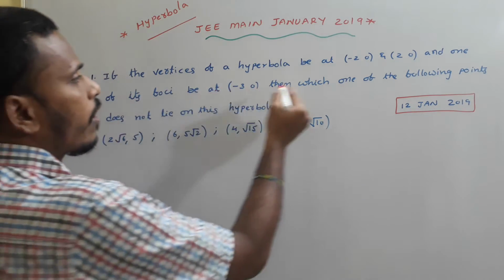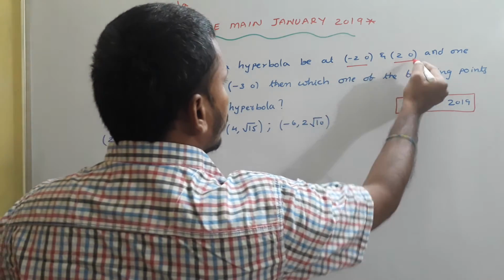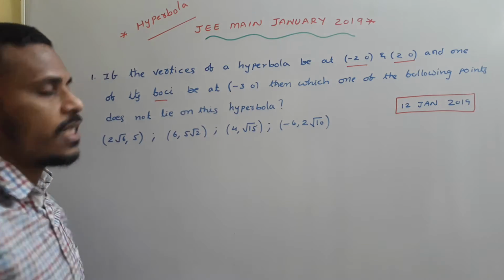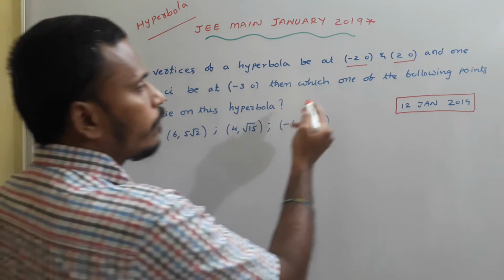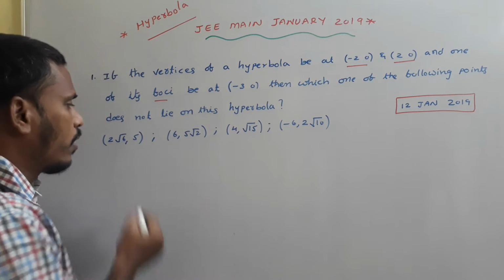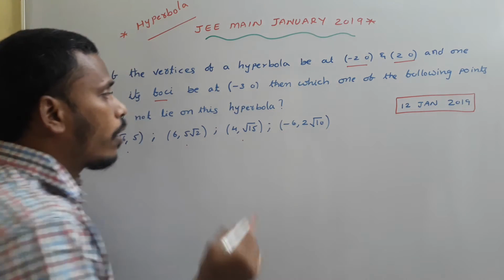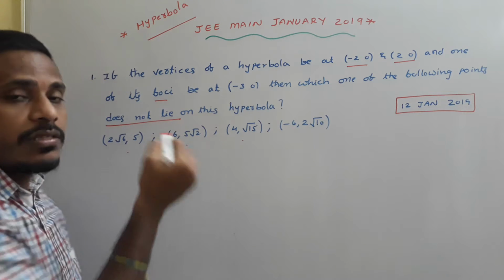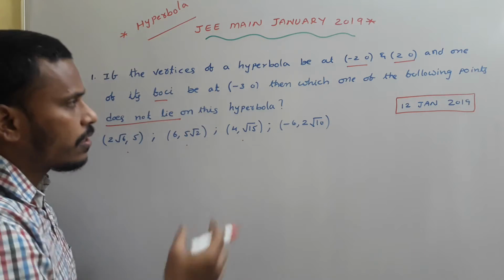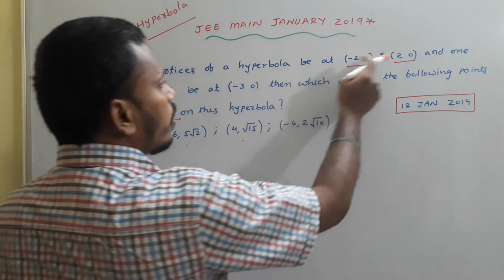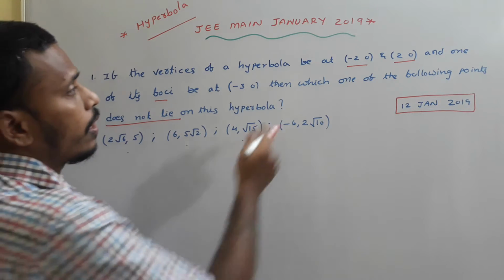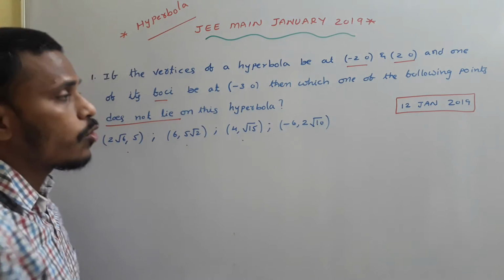If the vertices of a hyperbola are at (-2, 0) and (2, 0) and one of its foci is (-3, 0), then which one of the following points does not lie on this hyperbola? Among these 4 points, one point is not lying on this hyperbola. That point we need to find. Think about the standard hyperbola, because all these vertices and foci are on the x-axis, since y is 0. Vertices are (-2, 0) and (2, 0).